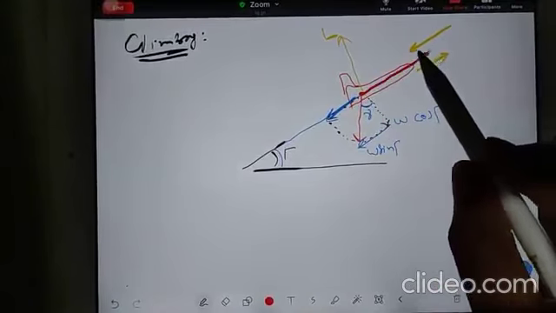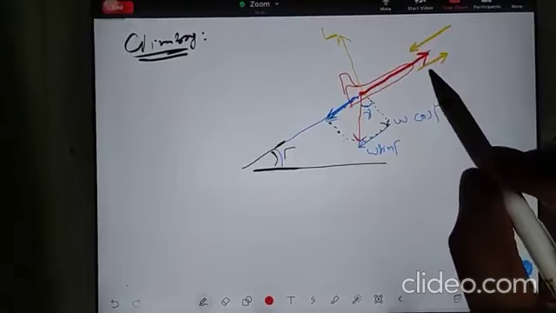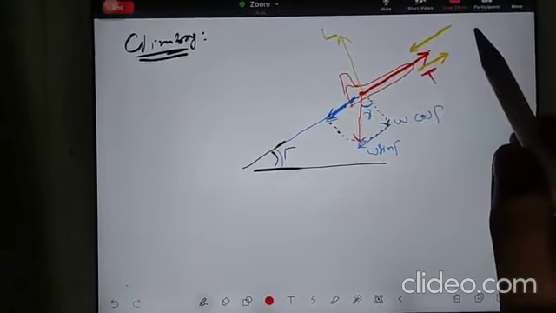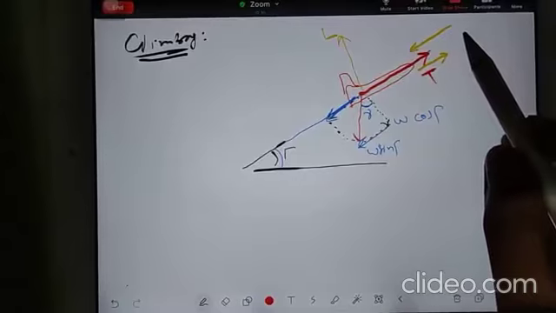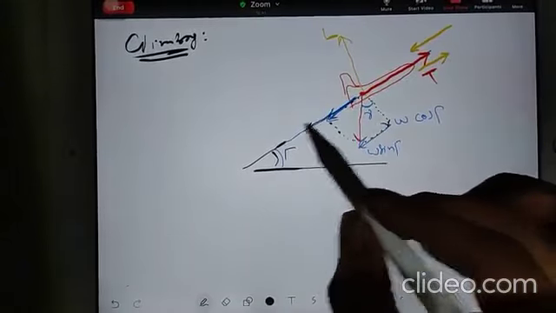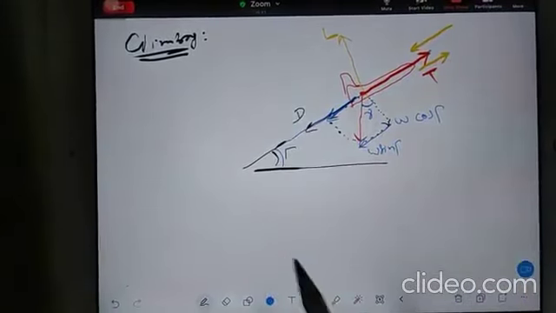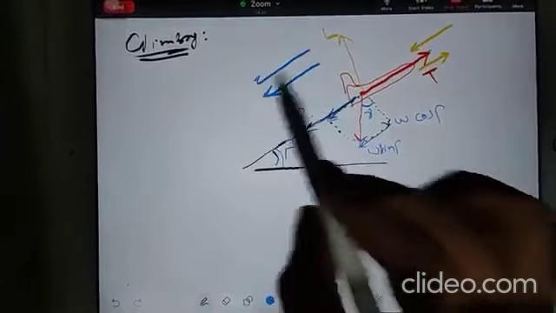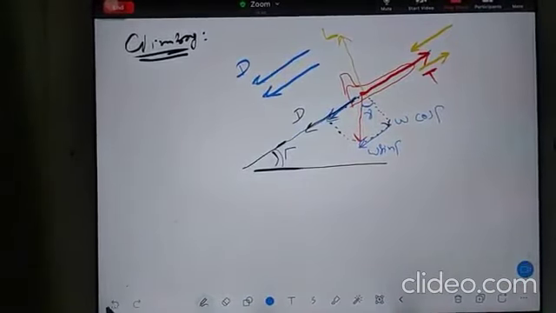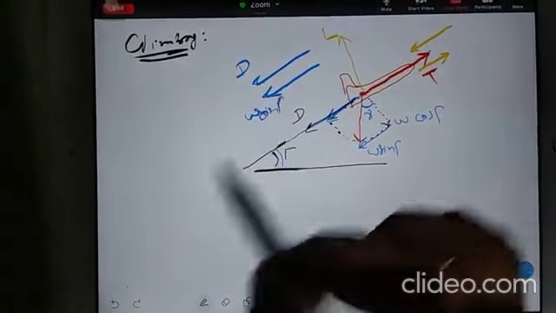Aircraft is climbing, so definitely the aircraft is producing thrust. So thrust is acting in that direction. Definitely drag is also acting. So in the backward direction you have two forces. One is drag and one is the component of weight, that is W sin gamma.